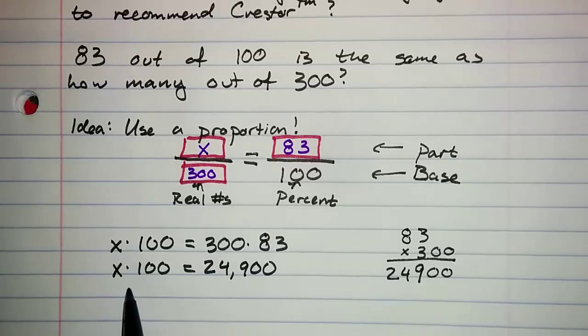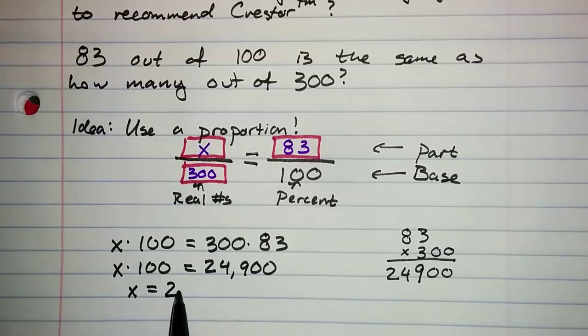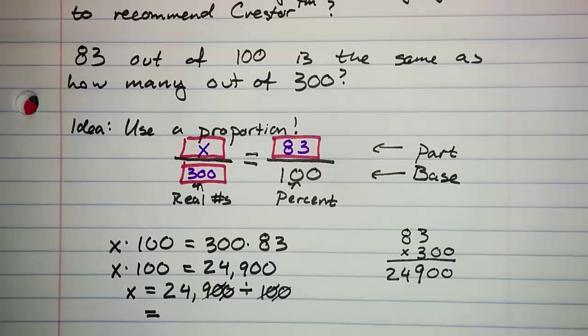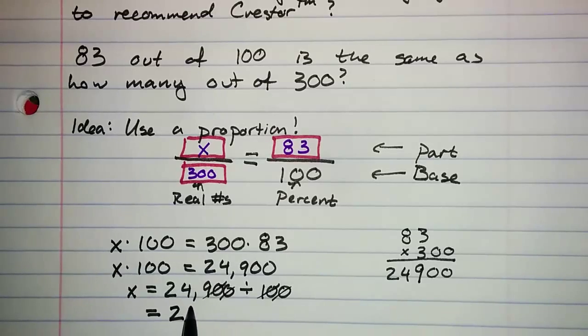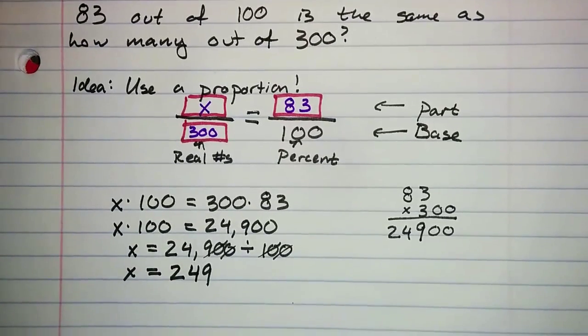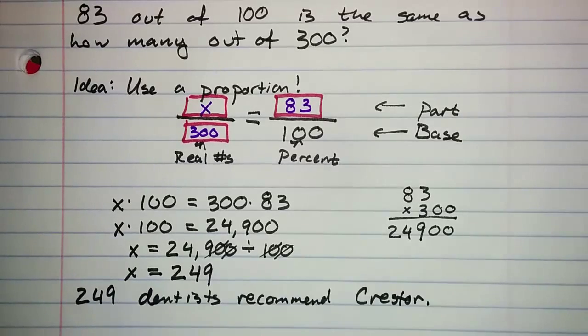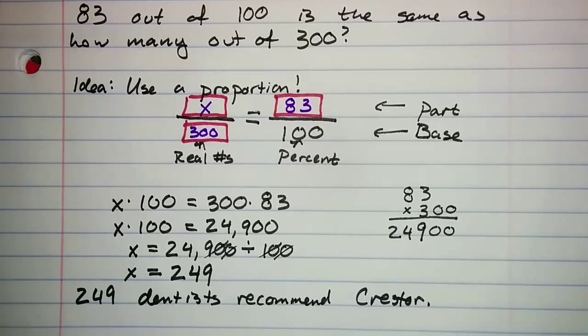So what times 100 is 24,900? That's the same question as what is 24,900 divided by 100. I think it's easy to see that this is going to be 249. How many dentists recommend Crestor? 249 dentists recommend Crestor. And this is how we approach the typical percent problem.